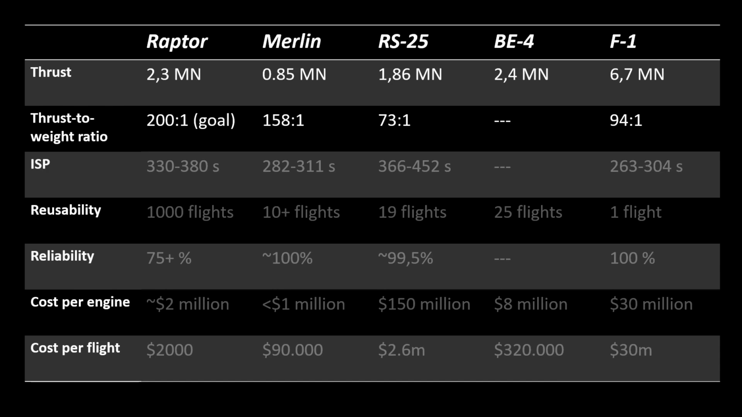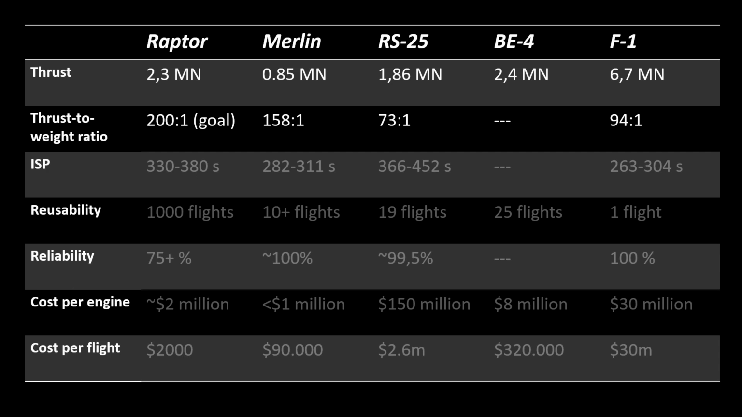The better way to get an idea of the performance of an engine is the thrust to weight ratio, or how much thrust an engine produces per unit of weight. The Raptor produces fairly high thrust numbers while only being a mid-sized engine, giving it a thrust to weight ratio of around 200 to 1.